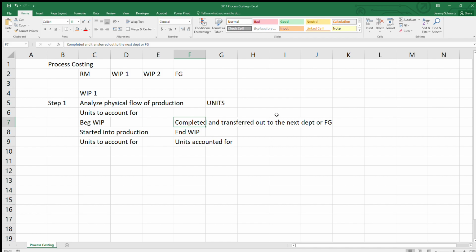So we'll be getting into this completed and transferred out. We would use CTO as the acronym that we'll use for that.